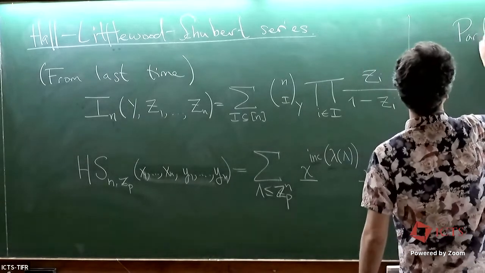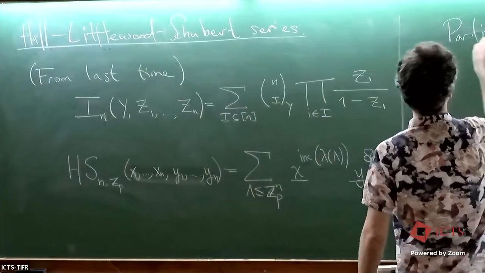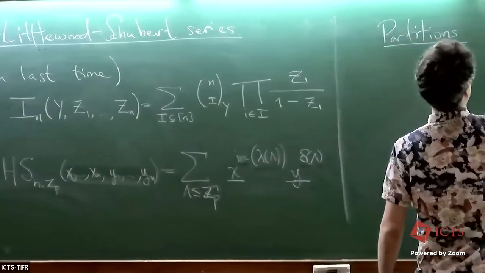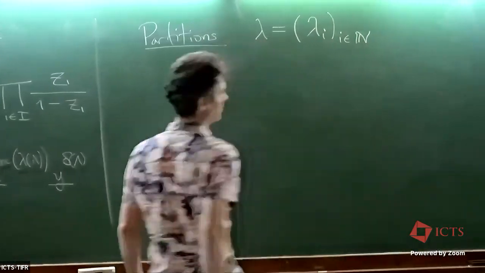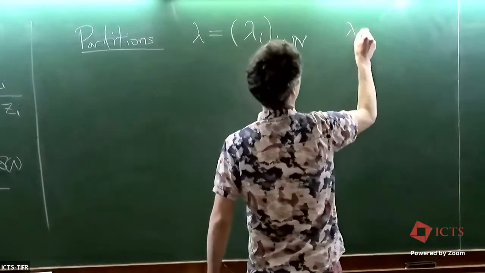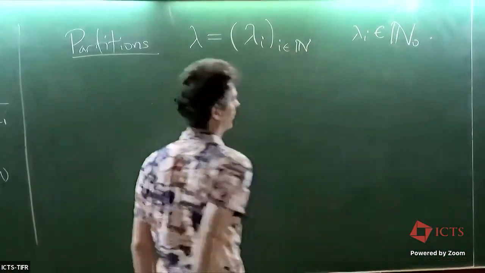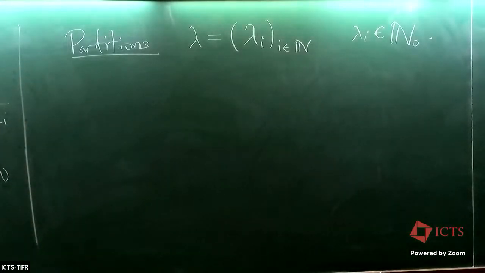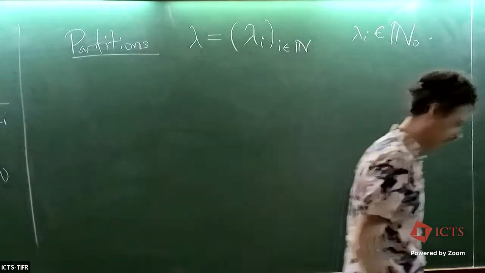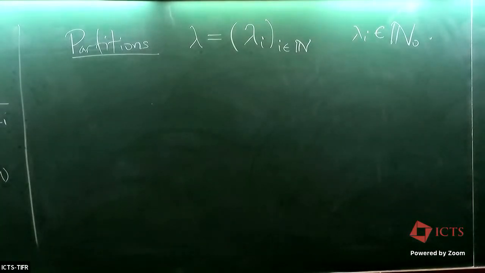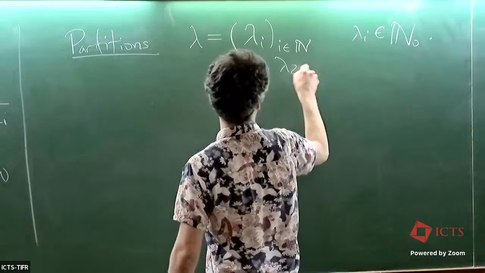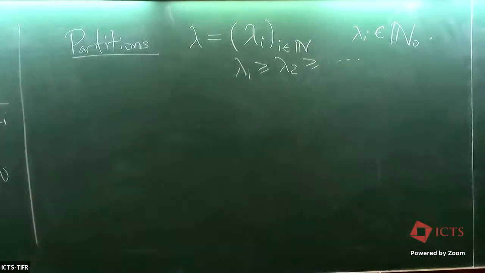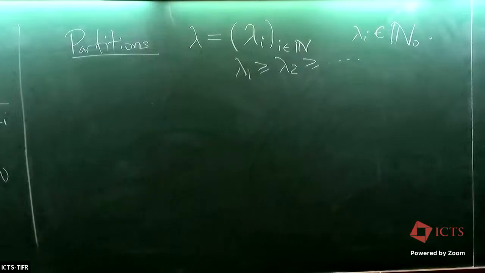Partitions, I mentioned this last time, I won't say much more, but it's actually a little bit more convenient to think of a partition lambda as an infinite sequence, lambda_i, of non-negative integers, and of course I want this to be monotonically converging to 0. All but finitely many terms are 0. That's just a bit of a convenience there.